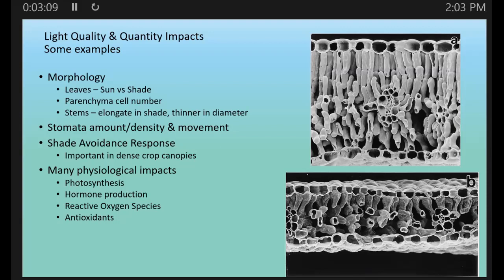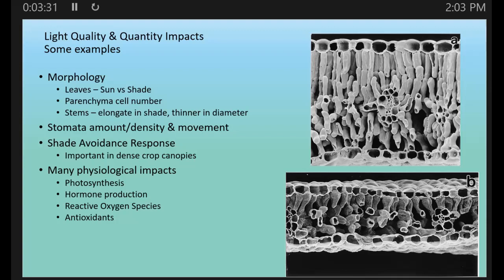Here we're looking at this idea that on one plant you can have sun leaves versus shade leaves. It just depends on which leaf you're looking at, how much light is it getting and for how long. And you can see a shift in its morphology, in its leaf design, in order to accommodate whether it's mostly in sun or more often in shade.